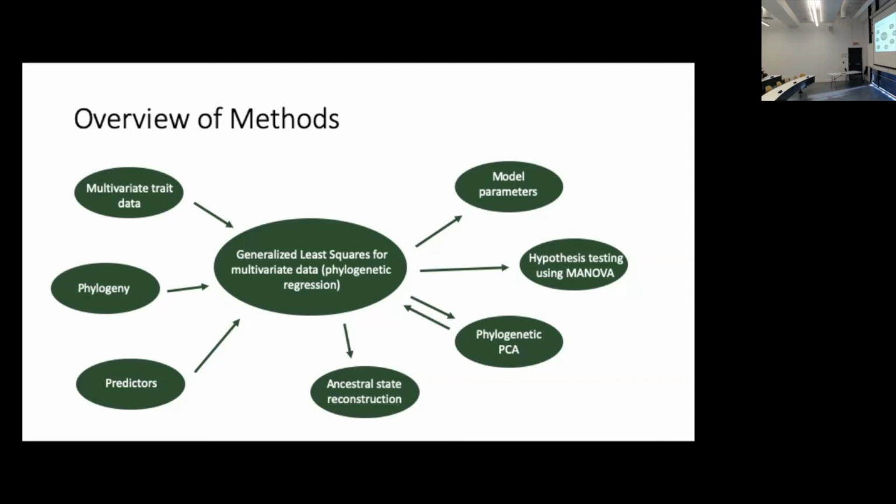And then we can also generate phylogenetic PCAs using the variance-covariance matrix used in the model fit. And I'll talk more about that a little bit later. Another thing you could use these models for is to generate ancestral state reconstructions. So you can reconstruct what the ancestral spectra was at some point on the tree, if that's something of interest.